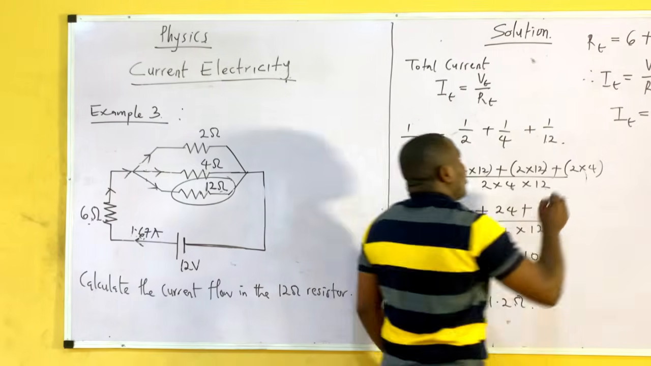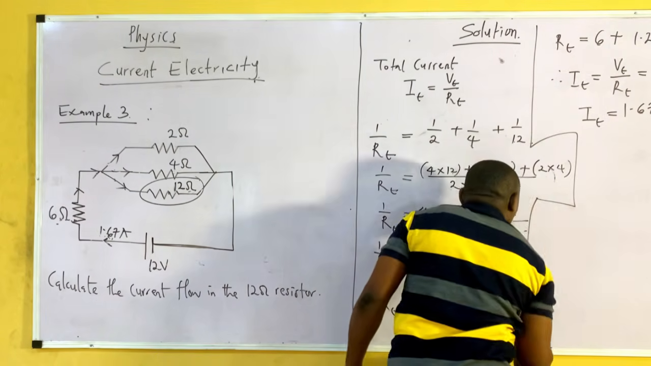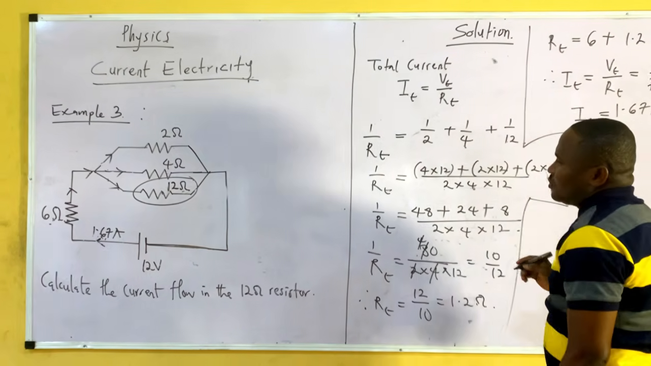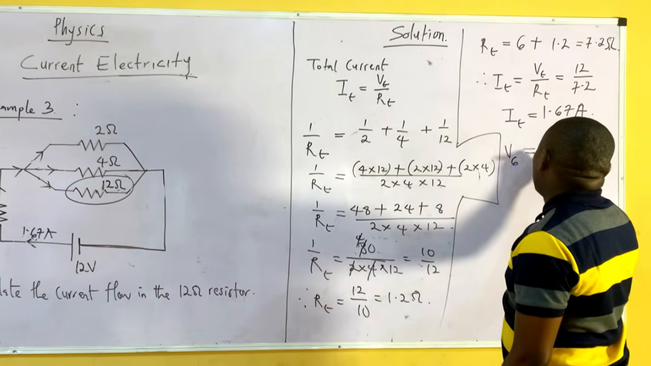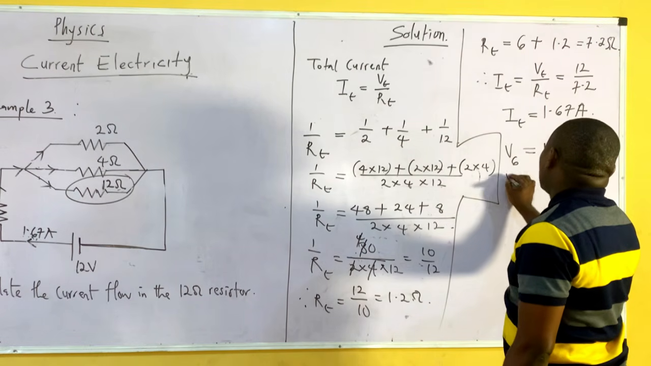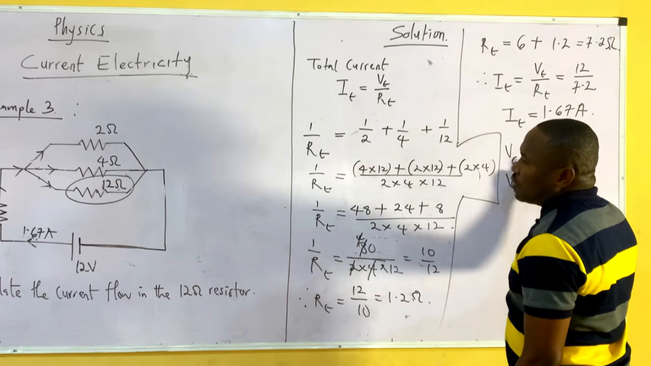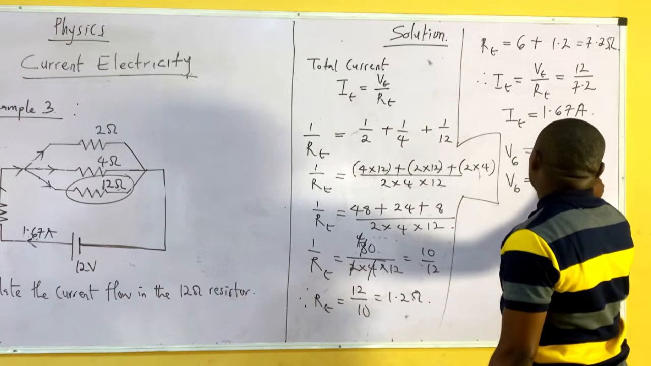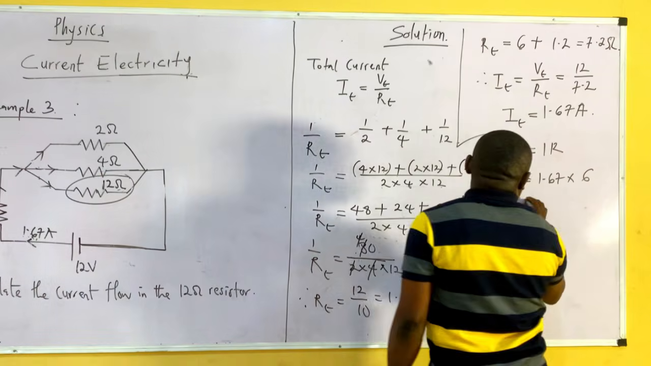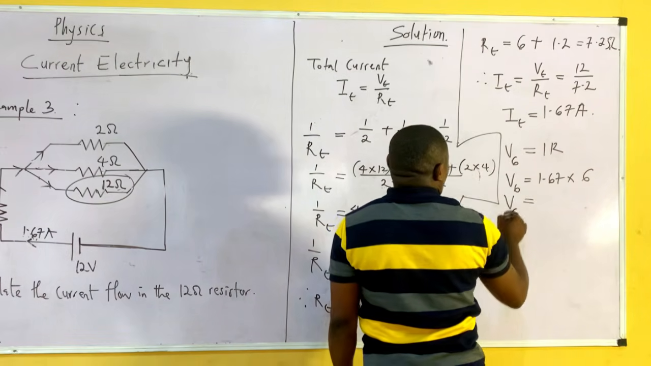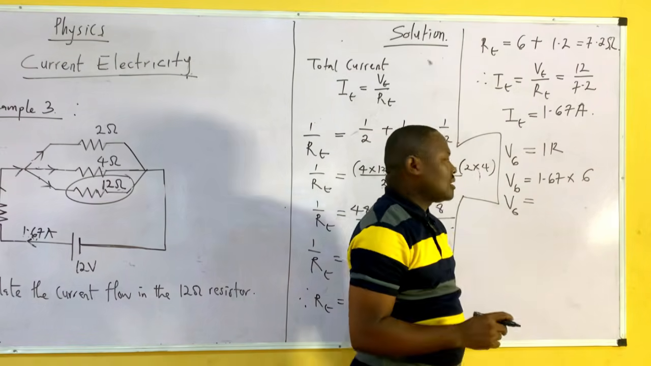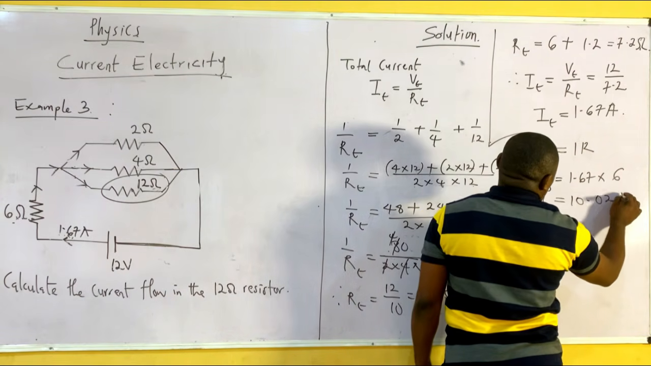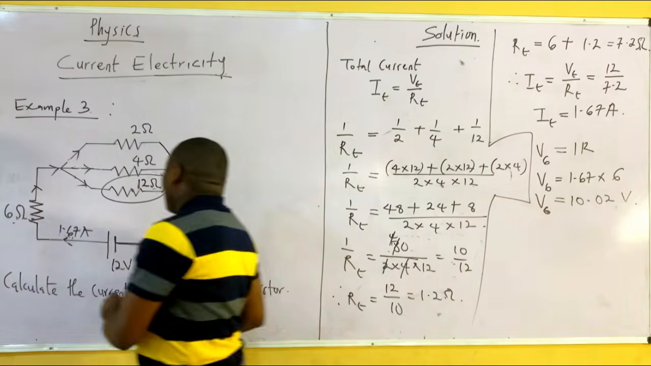So now please pay attention. I can come to say voltage at 6, which is V equals I times R. So voltage at 6 is equal to, what's the current at 6? 1.67 times, what's the resistance there? It is 6 ohms. So what will now be the voltage at 6? The voltage at 6 will now be equal to 10.02 volts.